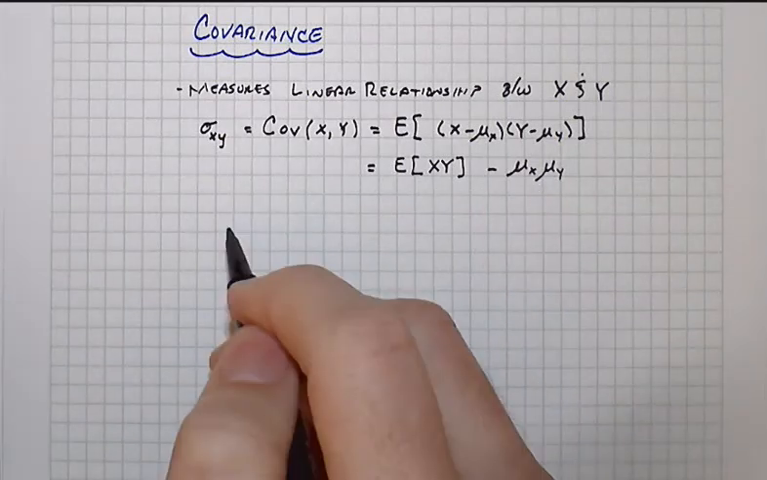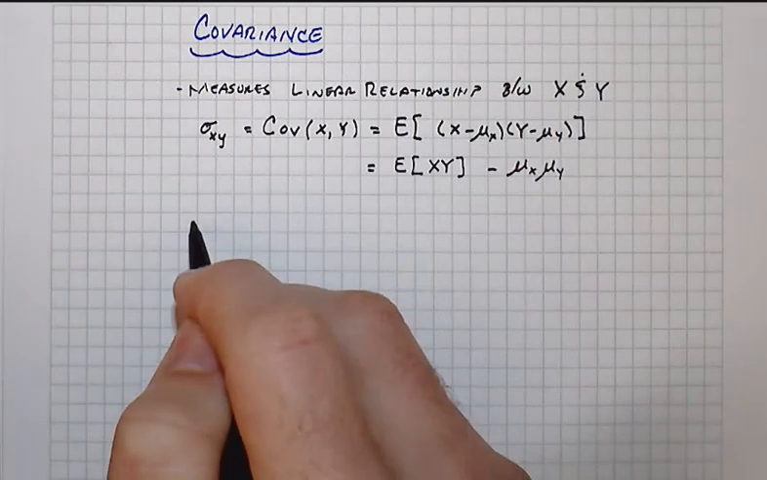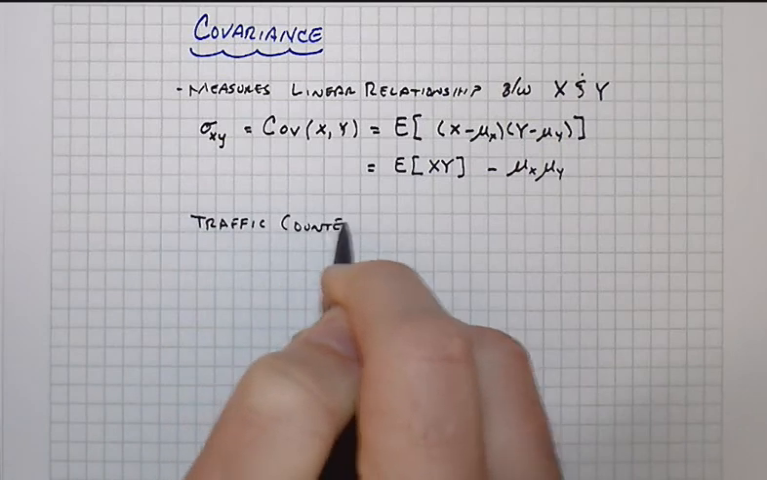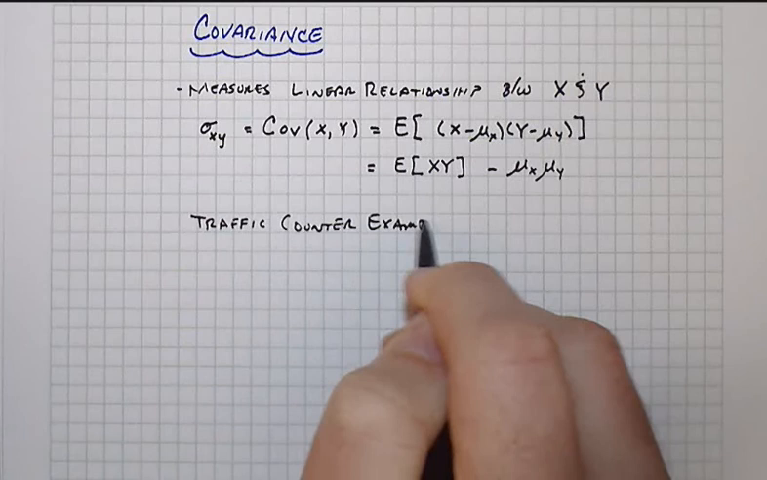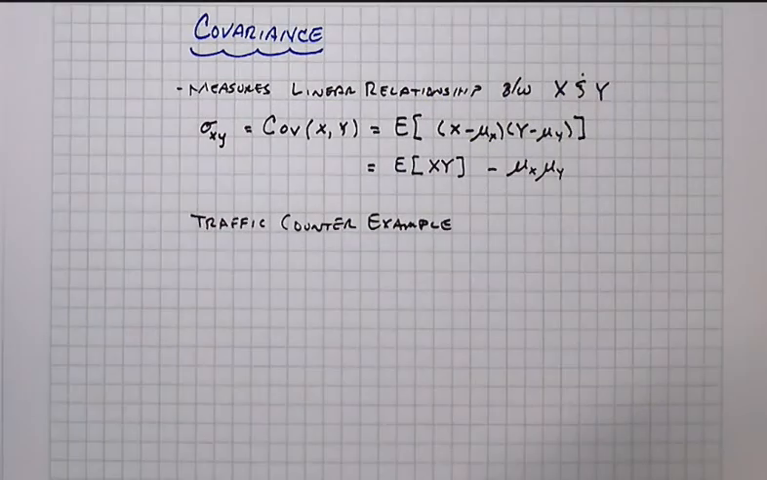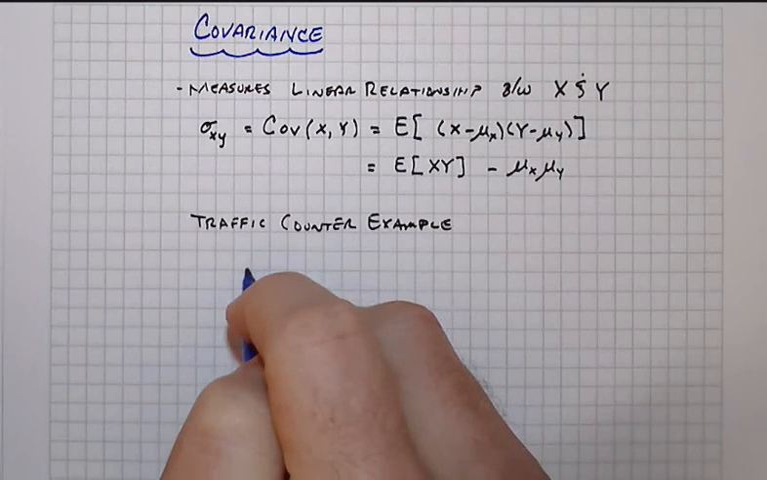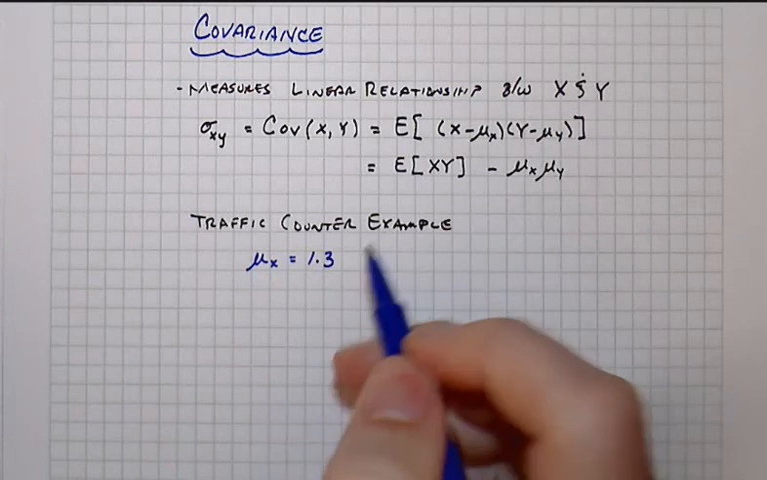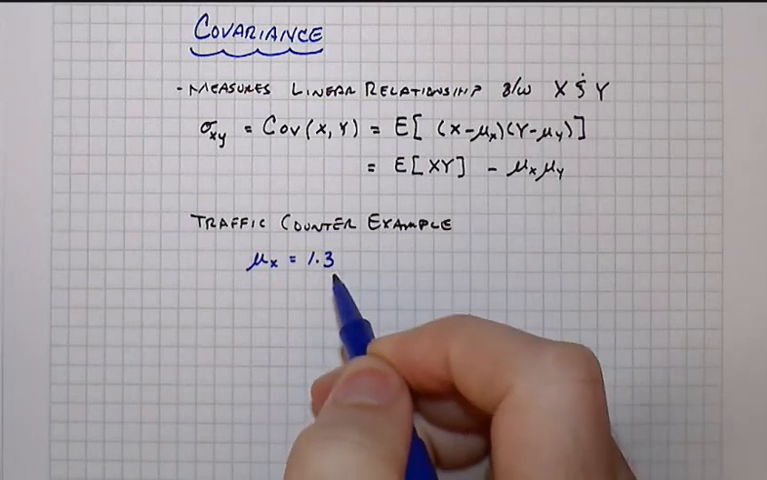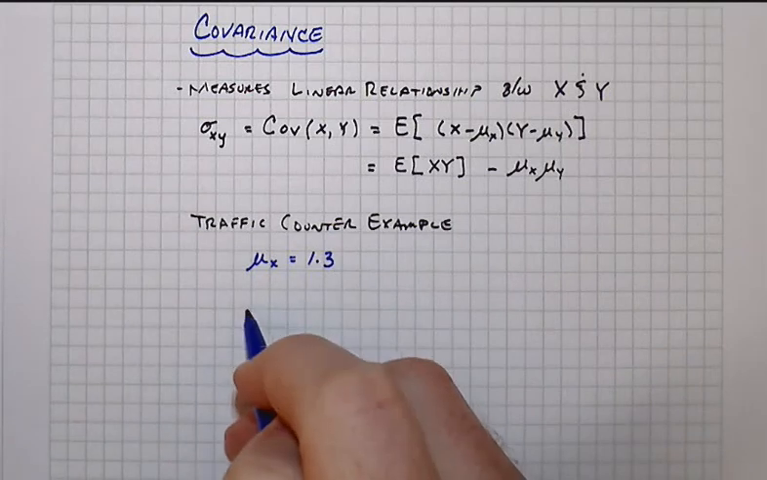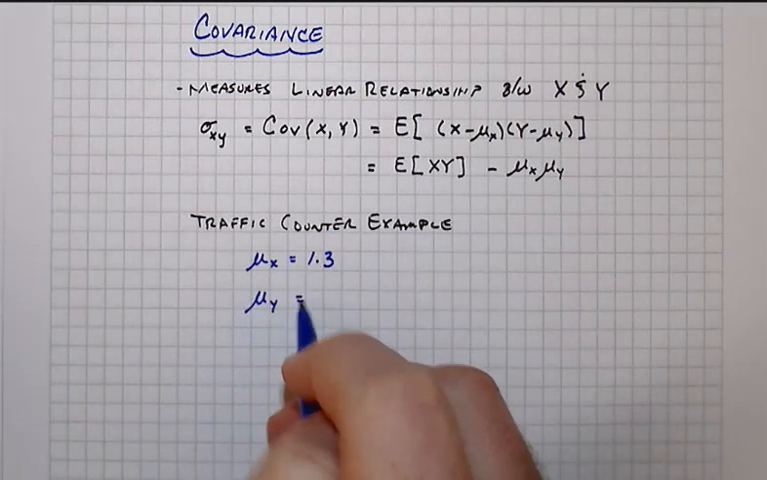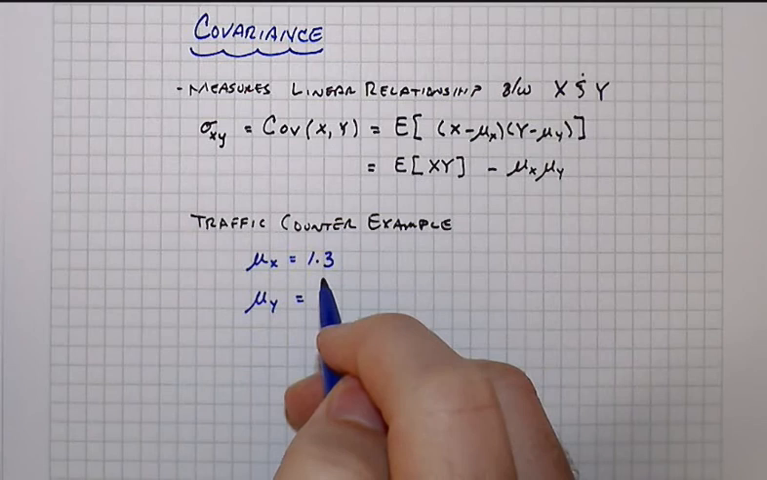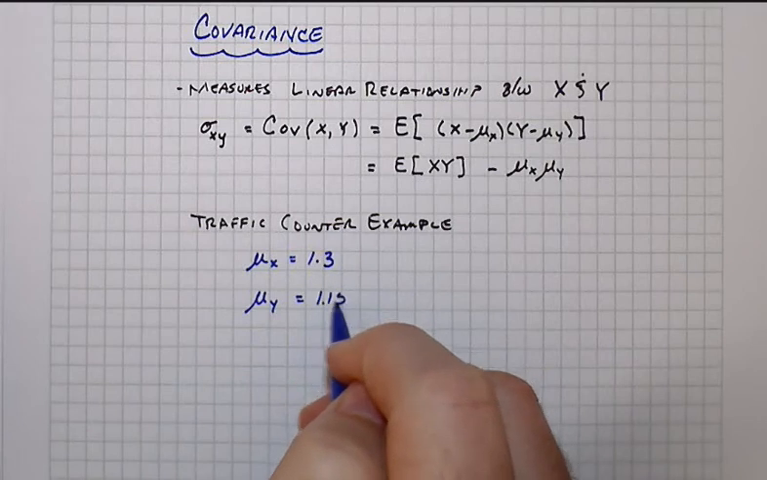And previously, for that traffic counter example, we determined what the mean of x was. That was 1.3. On average 1.3 cars per 30-second interval were arriving. And we didn't perform the calculation for the mean of y, done in the same fashion as before, and that turns out to be 1.15.